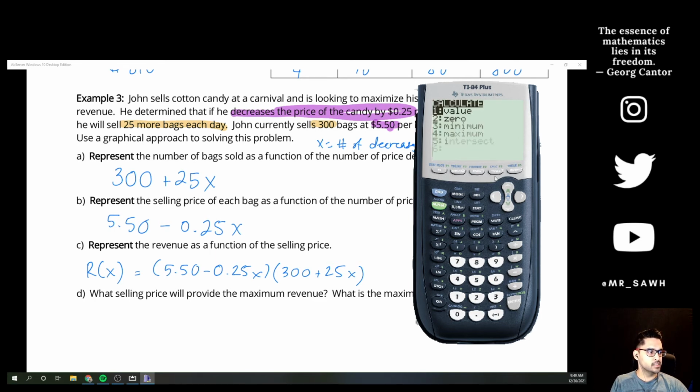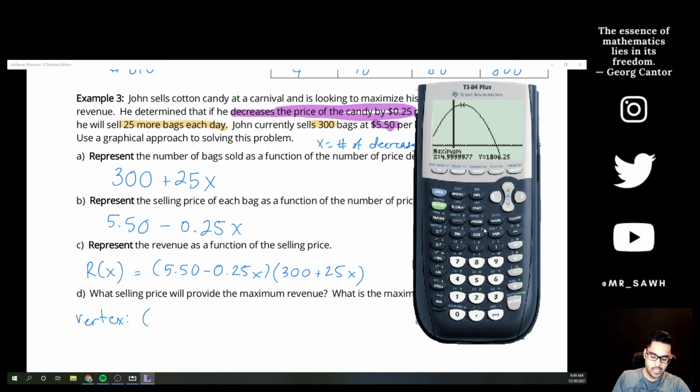So second trace, maximum again, same questions, left bound, right bound, enter. So you can see how repetitive they start to get with regards to what you're looking for, right? You're really looking for a maximum every single time. So go far enough over so you're on the right side of your vertex, enter, enter. Here is our vertex.